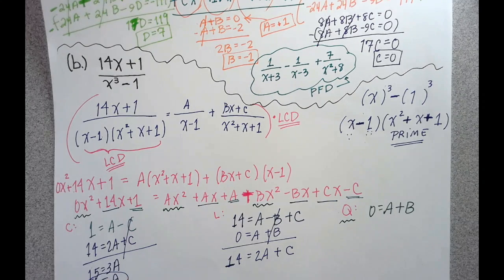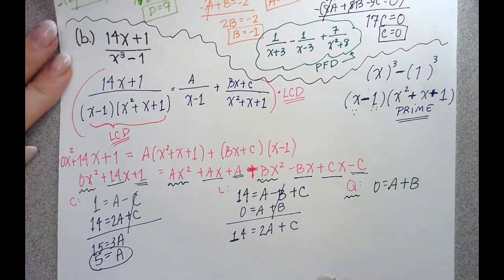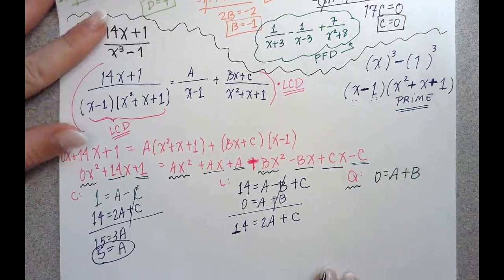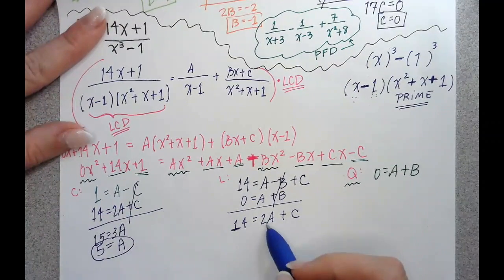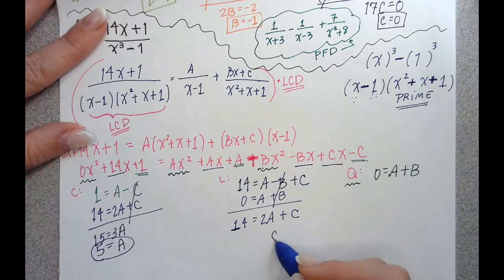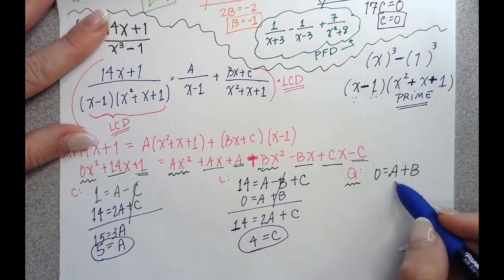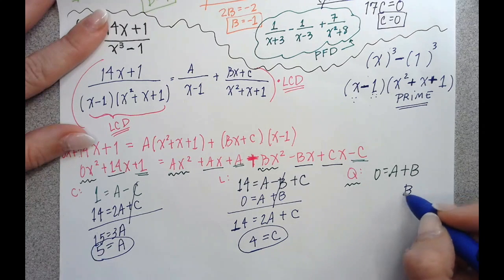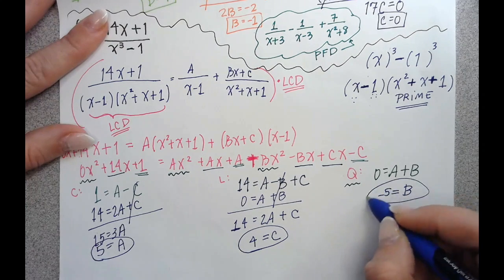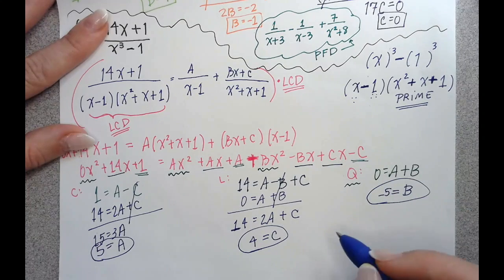As soon as we got one value, everything's a lot easier from there. If A is equal to 5, well, if we fill that in there, 2 times 5 is 10. That means C will equal 4. And again, if A equals 5, that means B is equal to negative 5. So I have my A, I have my B, and I have my C.